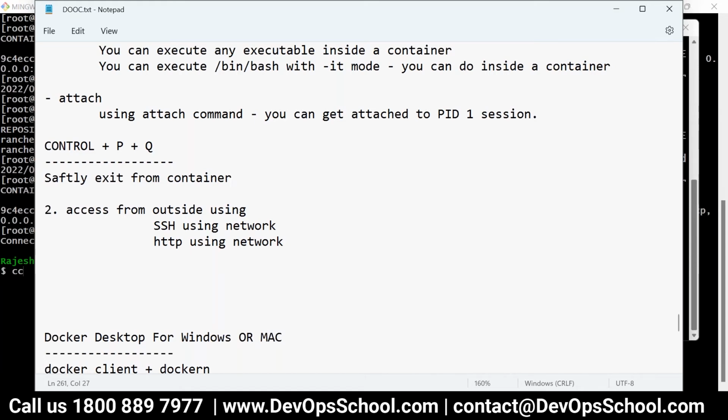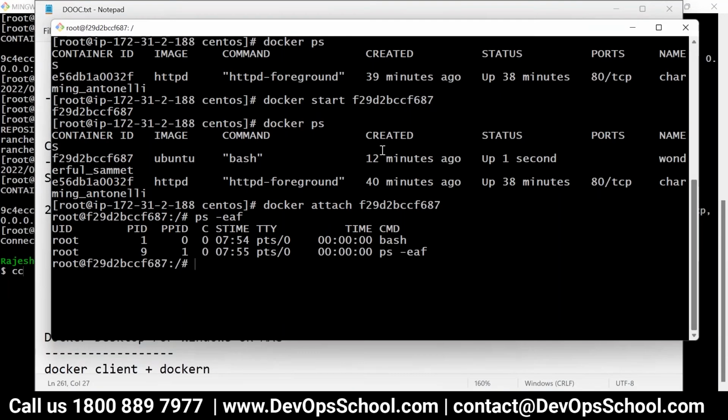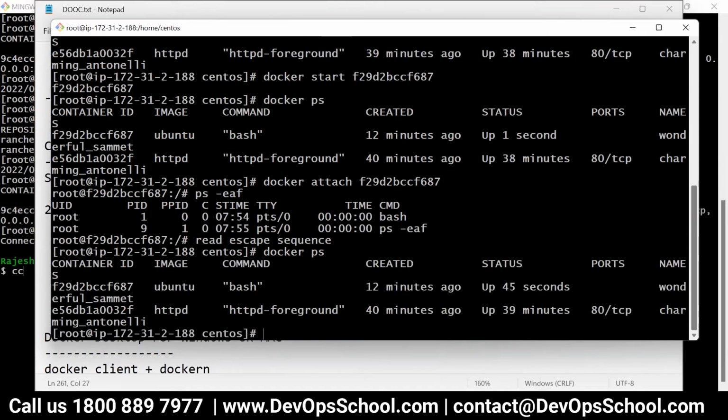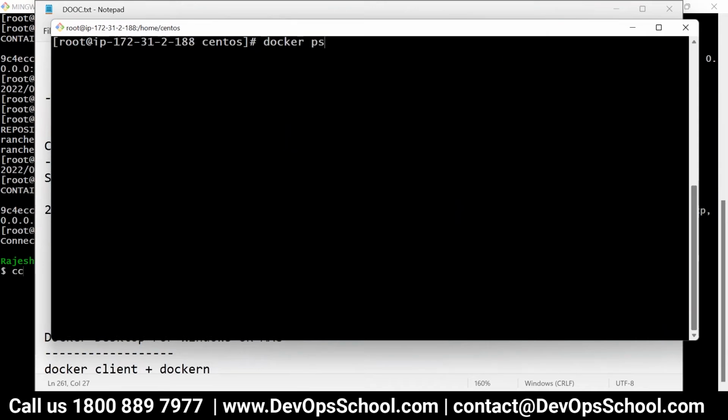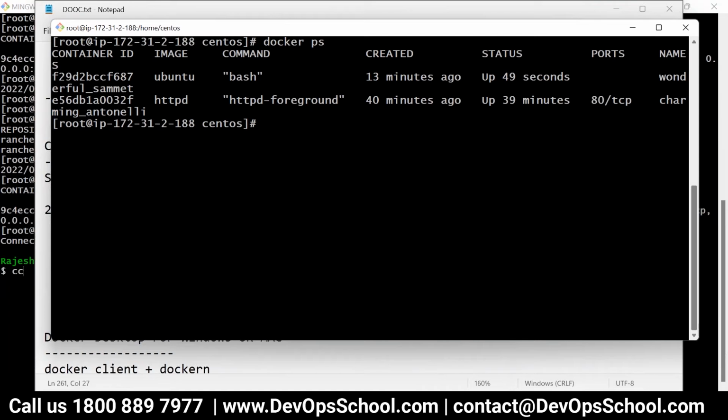Understood now, all of you? So here if I press Control P Q, and see here, I'm out of the container without killing it. All of you are understanding now? Yes.